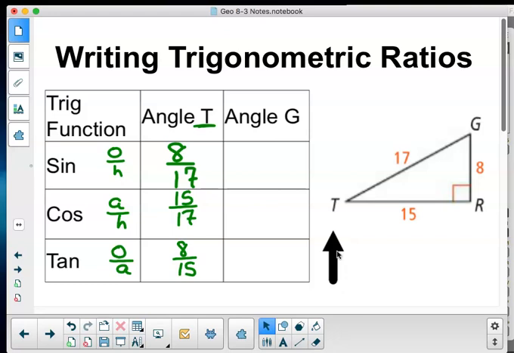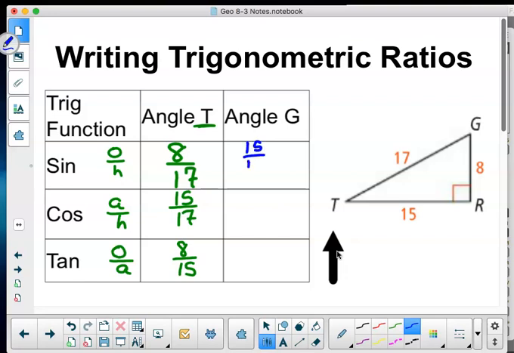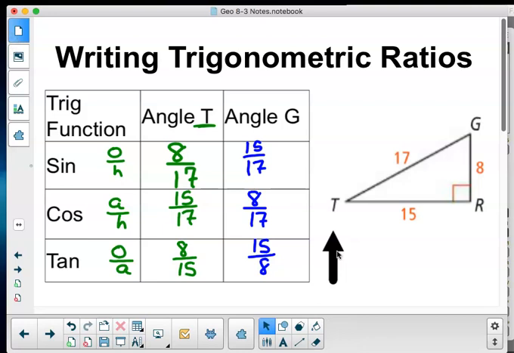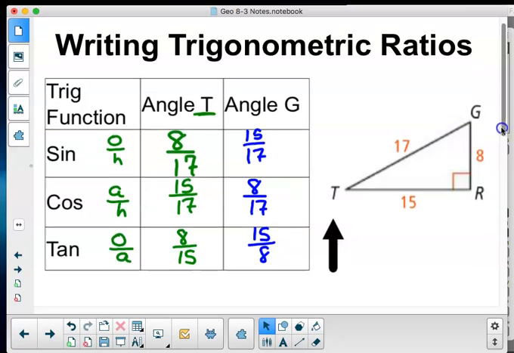Okay, you turn me back on, and we've got that going on. So we're looking at angle G, and I've got opposite over hypotenuse. From angle G, I have adjacent over hypotenuse. And from angle G, I have opposite over adjacent. Okay, so those are our ratios for sine, cosine, and tangent for angle T and angle G. And remember, we were focusing on that angle, and the hypotenuse stayed the same.